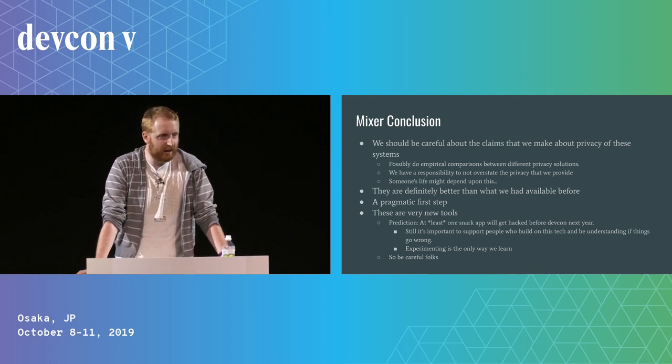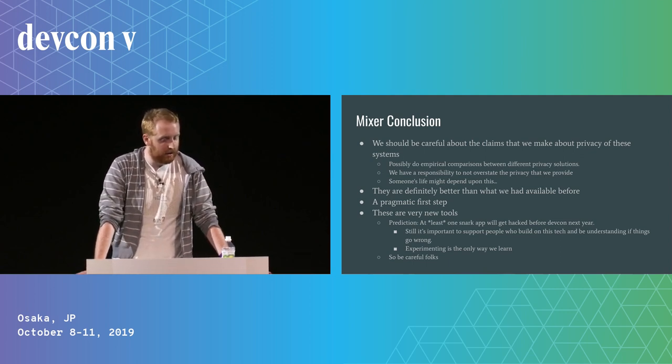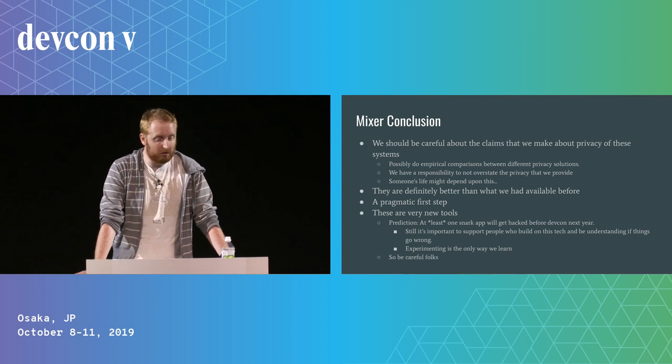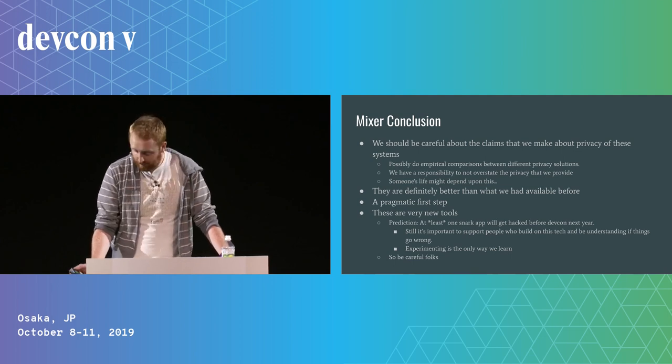I predict that at least one SNARK app will be hacked before DevCon next year, and I'm pretty confident about that. Also, it's important to support the people who are building these applications and to understand if mistakes happen, because the only way that we improve and get better at this is by experimenting and making mistakes. So as well as being very clear with people about the limited privacy guarantees the mixers provide, we should also be very careful about security and warn people to be careful about using them.